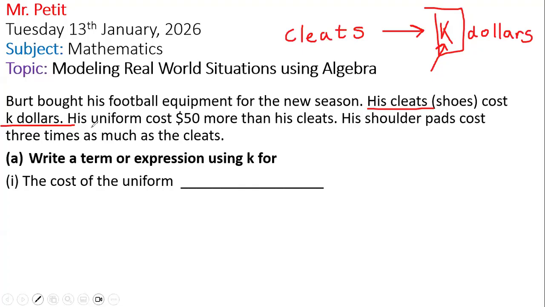Now his cleats cost K dollars, but his uniform costs how much? $50 more than his cleats. Very good. $50 more. So how do we represent $50 more? How do we say that? K plus 50. Very good. You say K plus 50. All right, so that's how we get that. So the correct answer here is K plus 50.